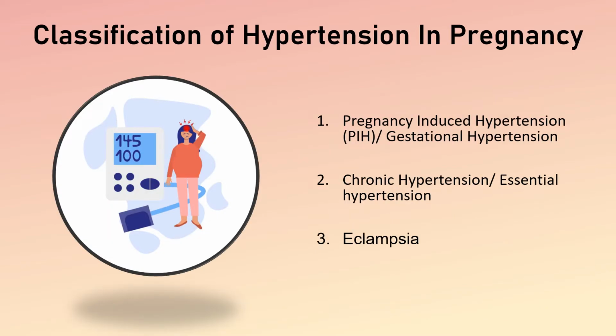Let us now look into the classification of hypertension in pregnancy. Broadly speaking, we divide it into 3 different categories. Firstly, pregnancy-induced hypertension or gestational hypertension. Second, chronic hypertension, also known as essential hypertension. And lastly, eclampsia. We will be going through each of these categories in detail.